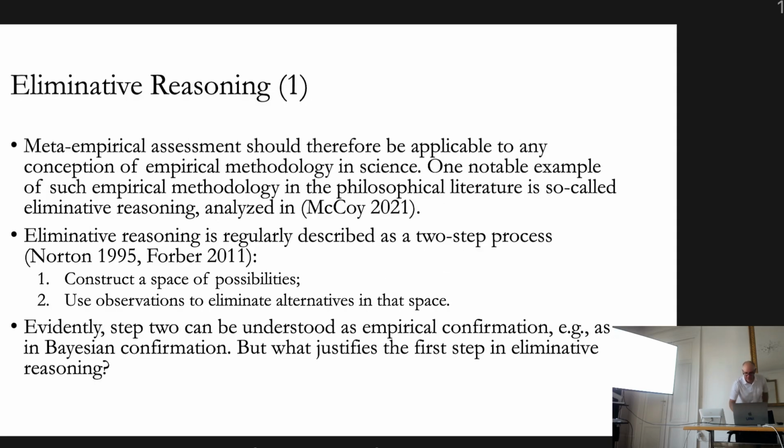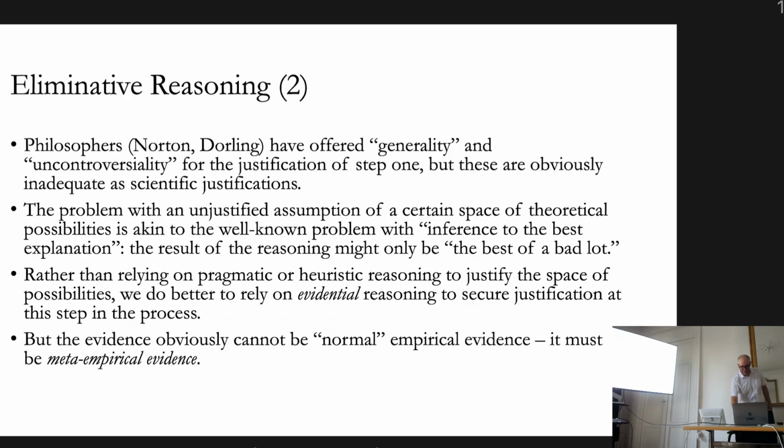This has more to do with what Richard said in the book, but in general, meta-empirical assessment should be applicable to any conception of empirical methodology in science. So the Bayesian formulation is one, but people have discussed the role of limitative reasoning through the history of science, and that was the topic of my 2021 paper. So eliminative reasoning is described as this two-step process. You construct a space of possibilities, then use observations to eliminate alternatives in that space. The Bayesian framework actually fits within this fairly well, depending on how you want to understand it. So evidently this second step can be understood as a kind of empirical confirmation, maybe even Bayesian confirmation. But what justifies the first step?